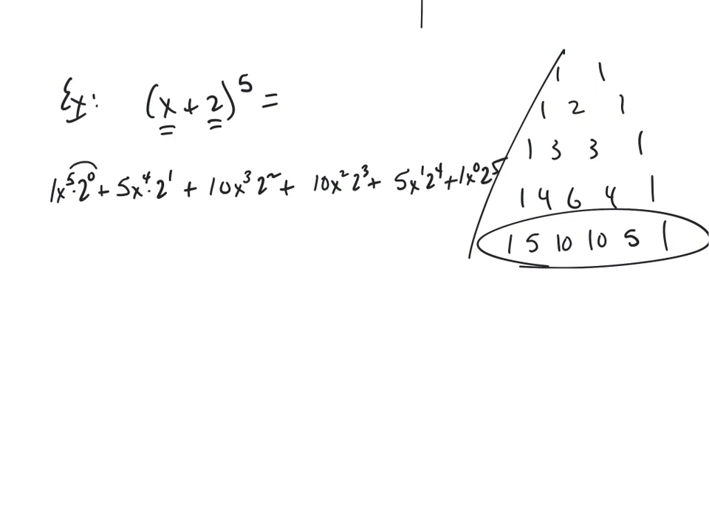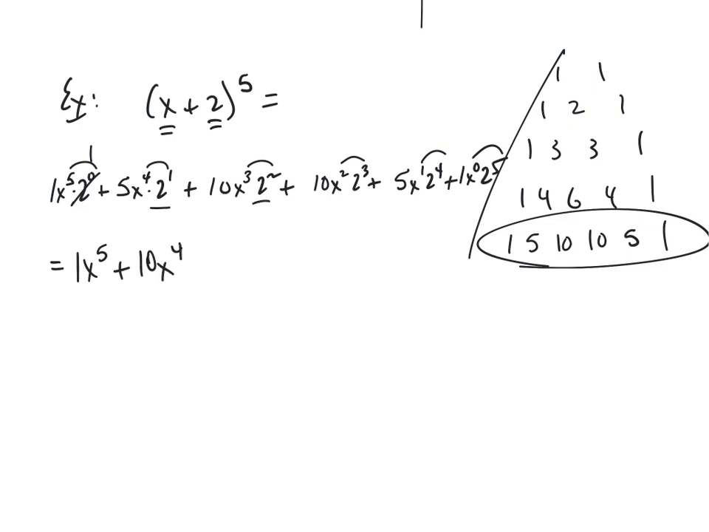Again, please notice the sum of the powers. The sum of all of the powers in any one of the terms matches up to 5. And now all I'd have to do is simplify. What's anything raised to the 0 power? 1. So in that first term, I'd have 1 times x to the 5th. In the second term, what's 2 to the 1st? 2. And 5 times 2 is 10, x to the 4th.